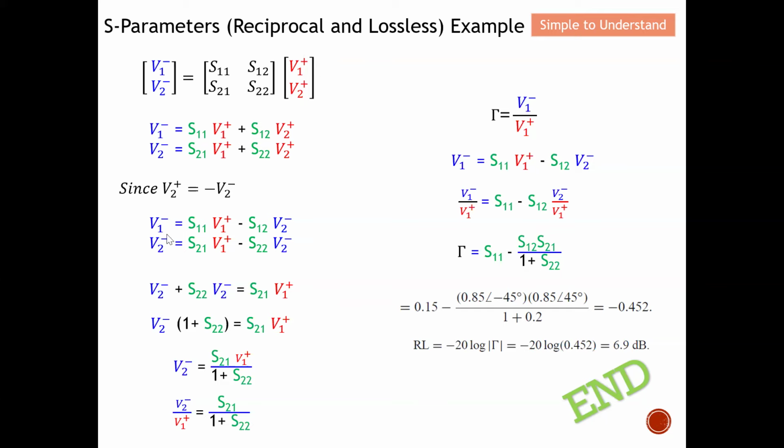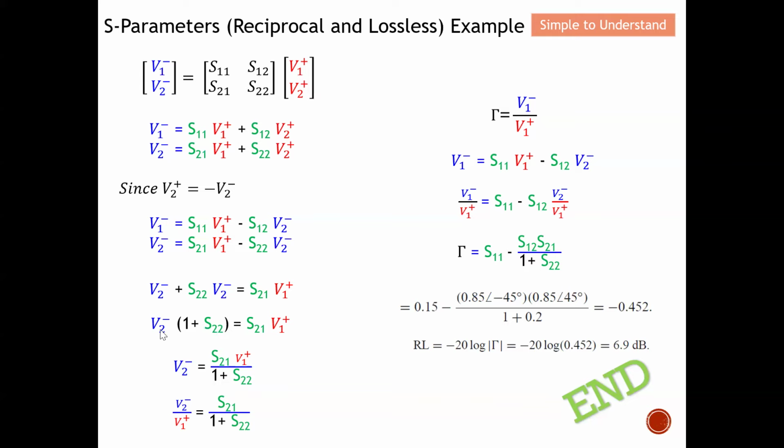Let's concentrate on the second equation first. What I'm going to do is shift this term onto the left. This V2 minus is negative, so when it shifts to the left it becomes plus, so it becomes S22 V2 minus here. This will still be intact here. So I take out the common factor, which is V2 minus, and I have this set of equation, 1 plus S22. This will be the same.